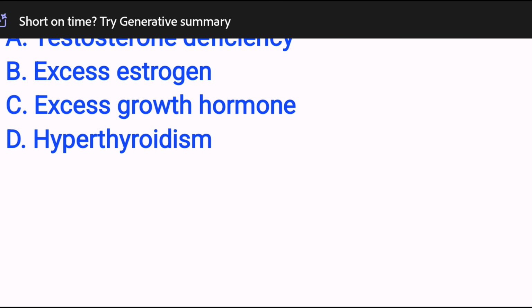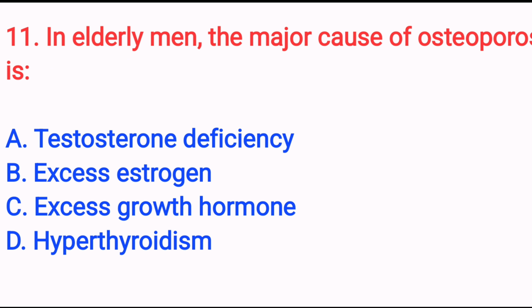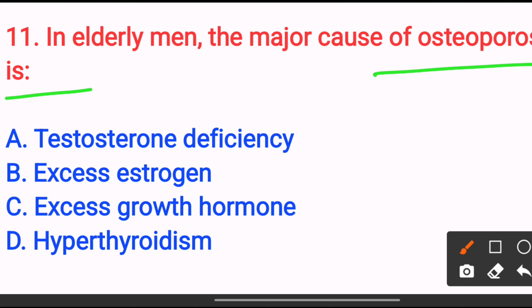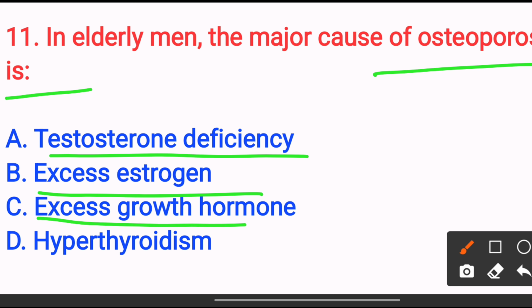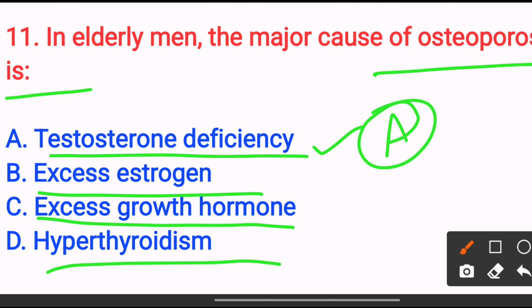Next, in elderly men, the major cause of osteoporosis is: option A, testosterone deficiency; option B, excess estrogen; option C, excess growth hormone; option D, hyperthyroidism. The answer is option A, testosterone deficiency. Testosterone supports bone remodeling. Its decline in older men increases the risk of osteoporosis. When the testosterone level decreases, the risk of osteoporosis occurs.